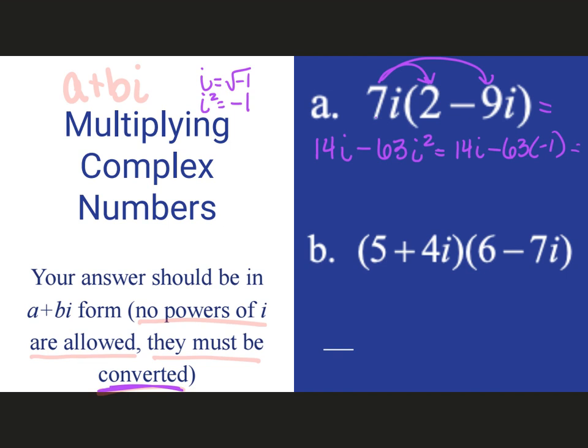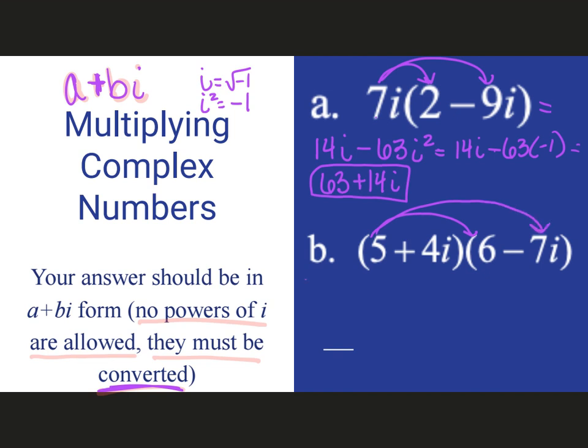So we do order of operations. -63 times -1 is going to be positive 63. And then 14i was positive. So I'm doing order of operations, but also rearranging it so that it's in a plus bi form at the same time, and that's okay. But if you didn't want to do two steps in one, you can simplify it and then rearrange it. Just make sure that if it's positive, it should have a plus sign in front of it when you rearrange it. All right, so for b, we're going to multiply.